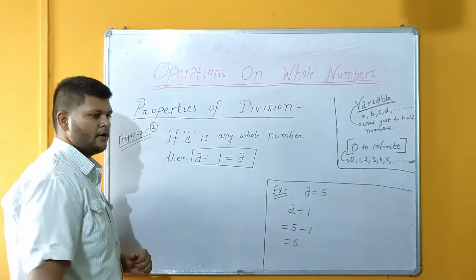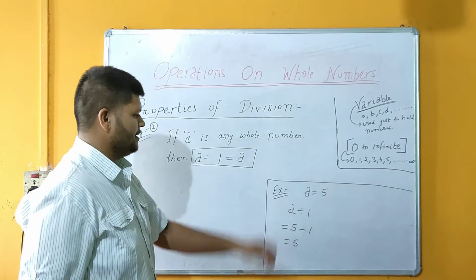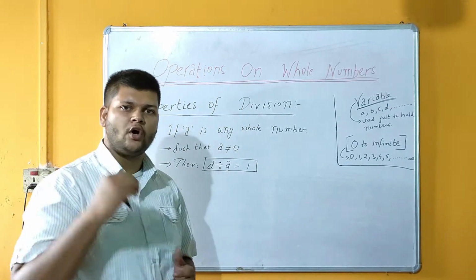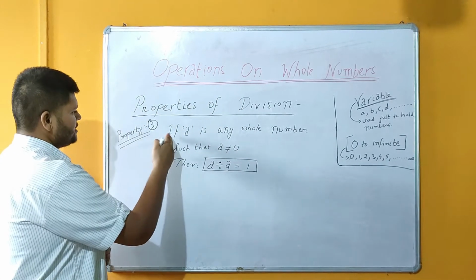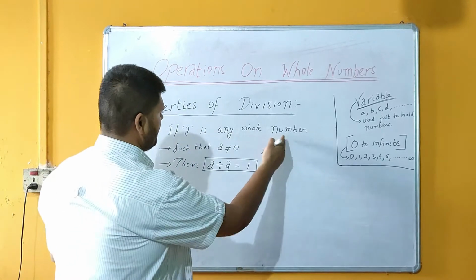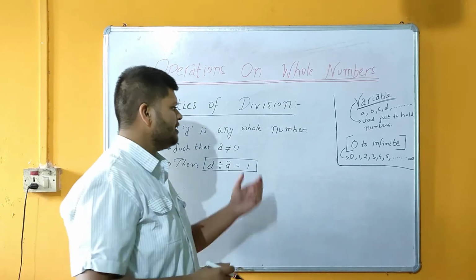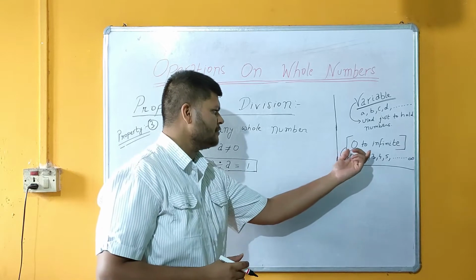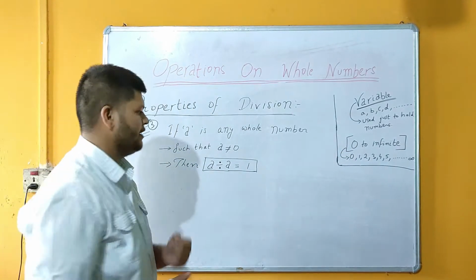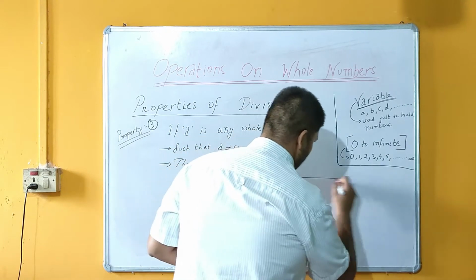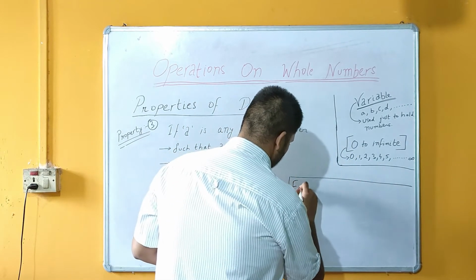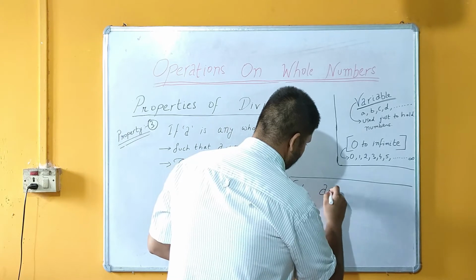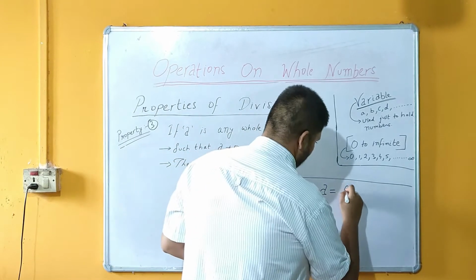Now I will be moving to property 3. I am erasing this. Alright. Now we are looking at property 3 in case of division operation on whole number. What is that? It is telling if A is any whole number, that means A is a variable which can hold the value from this range, 0 to infinity. So from this range we will decide the value for A. I am taking one example to understand this property. For suppose I am picking up the value for A as 9 over here.